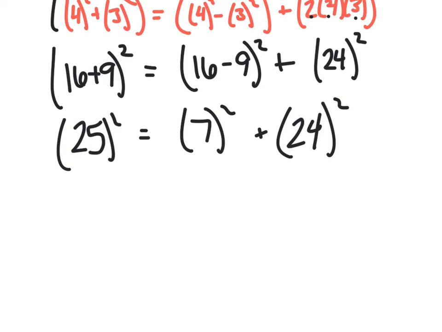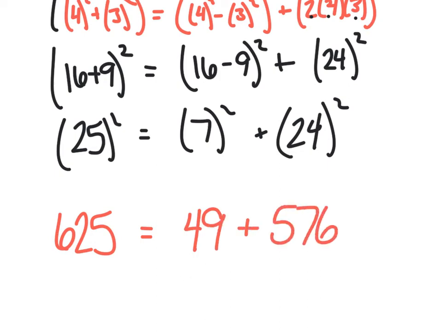A squared plus b squared equals c squared. So if this is true, if this number is equal to these numbers, then we have a Pythagorean triple. So let's verify. 25 squared is 625. 7 squared is 49. Plus 24 squared is 576. So look, I get 625 equals 625.